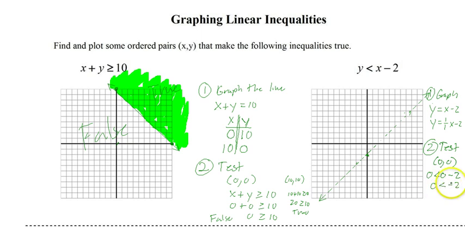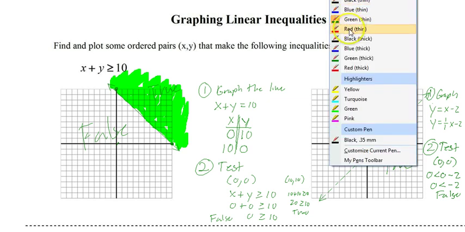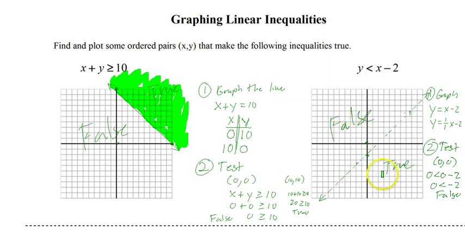Is 0 less than negative 2? No, it is not. That is false. So that means this side is false because there is (0, 0). So everything over here is false, which means everything over here is, you guessed it, true. And we'll double check that. And so I shade this side.